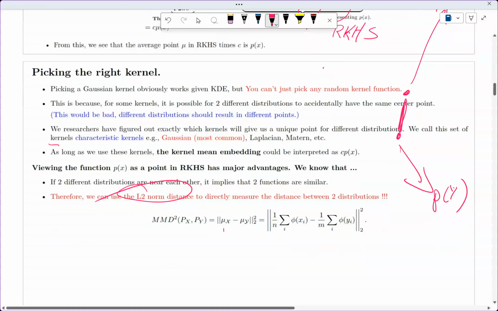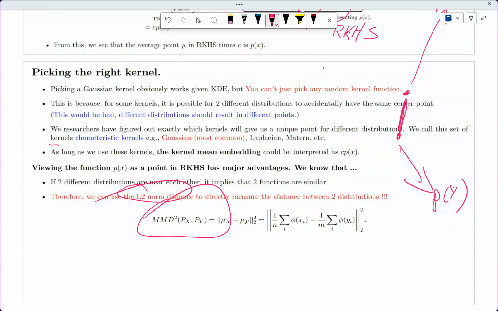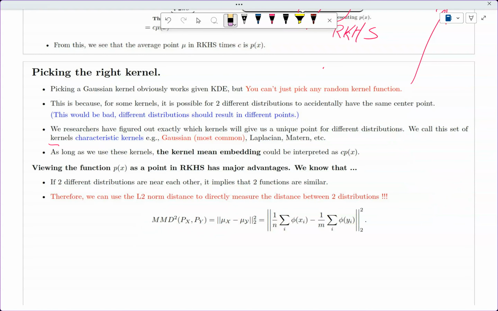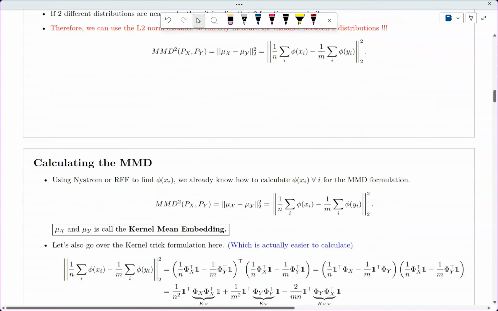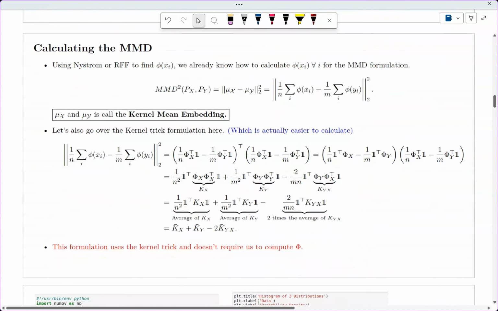So if this is the center point for x and this is the center point for y, the difference between them and the magnitude of that give us what we call the MMD. MMD is the second way to measure distance between distributions, and it's a much better way, in my opinion, than KL divergence. I like it so much more than KL divergence. And that's not because I have a preference over Arthur Gretton's work. Okay.